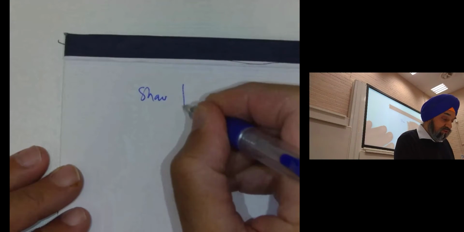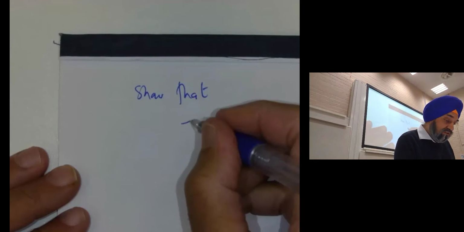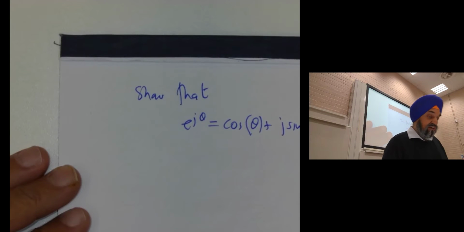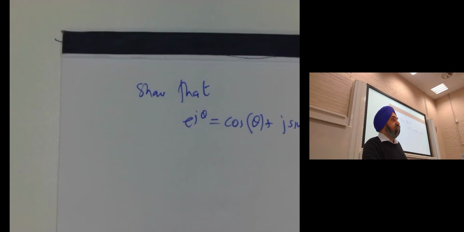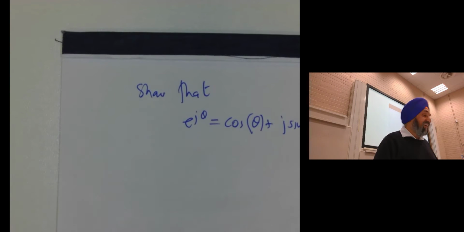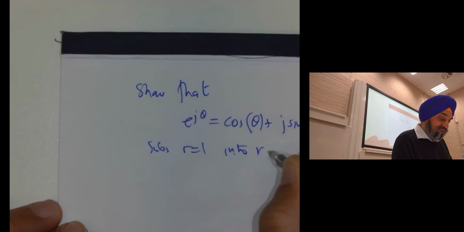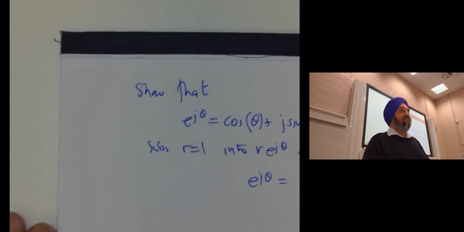Okay, so show that e to the j theta is equal to cos theta plus j sine theta. How would you show this? R is 1, yeah, exactly. So we substitute r equal to 1 into r e to the j theta, which gives our result. So e to the j theta is equal to that, isn't it? Simple as that.